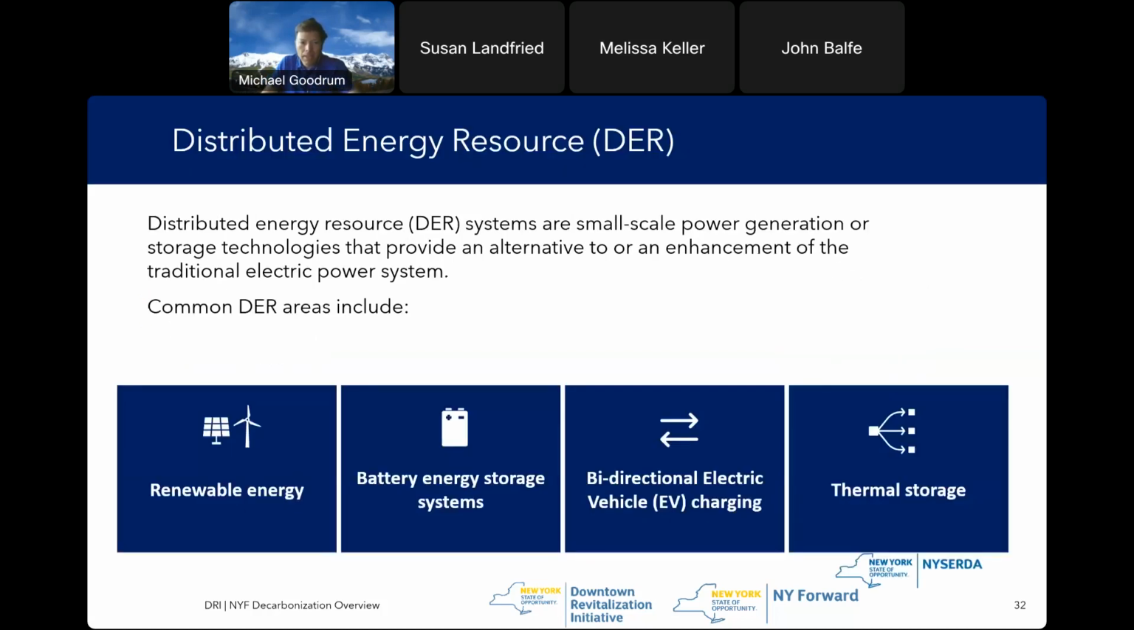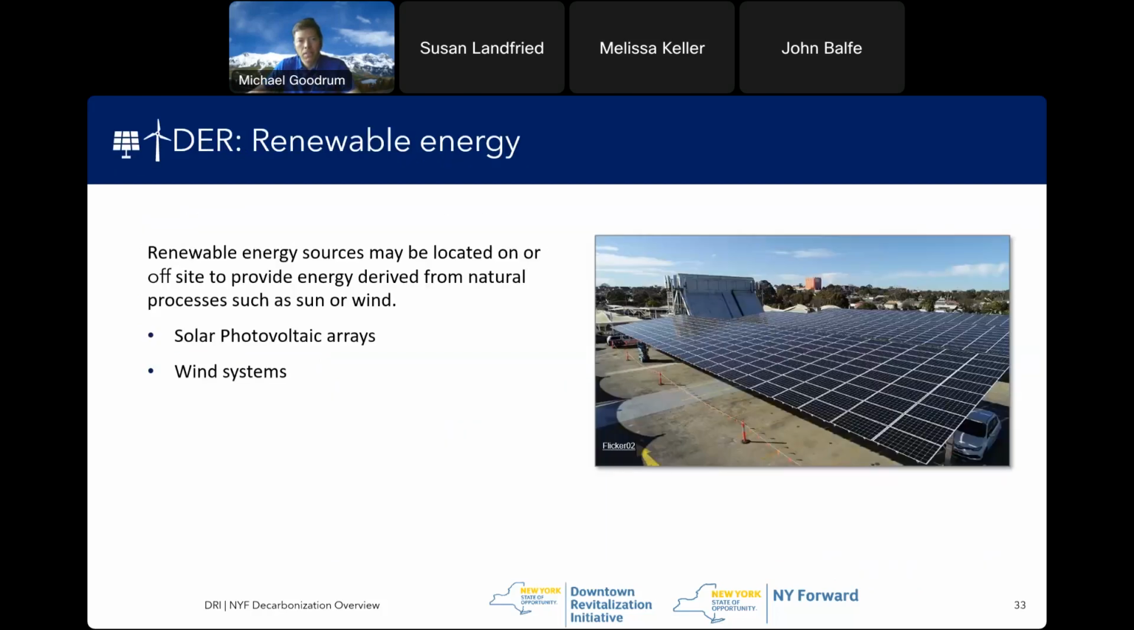And our last category, distributed energy resources and storage. I think a lot of people are familiar with renewable energy and may have heard of battery storage and some of that. So we'll talk through some of those strategies here. The first being renewable energy.